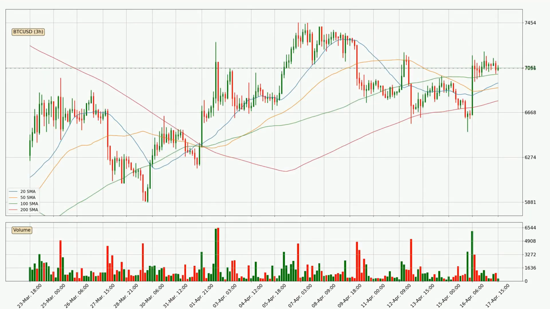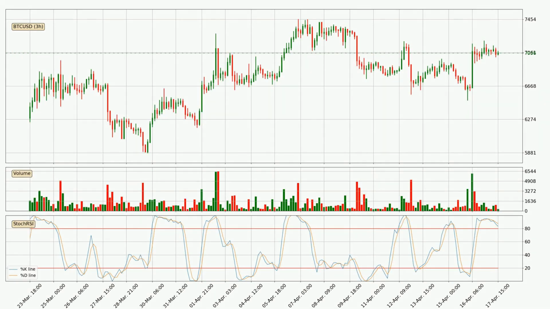Jumping to the 3-hourly simple moving averages, for this time interval, the current price is above all of the simple moving averages, which looks bullish, and you should watch if the closest SMA, the 100 SMA, could remain stable or the price will dip below it, with the current price of around 7,003.